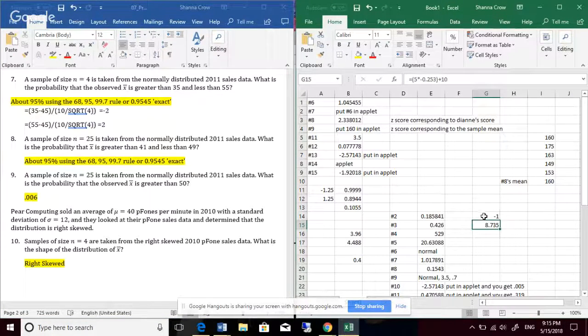With the same answer? Did I do something wrong? Do you have 35 minus 45 divided by 10 with the square root of 4? Nope. I didn't do the square root thing. Oh, okay. I thought it was a different one. Because you're trying to figure out what's greater than 35 and less than 55, and your standard deviation.